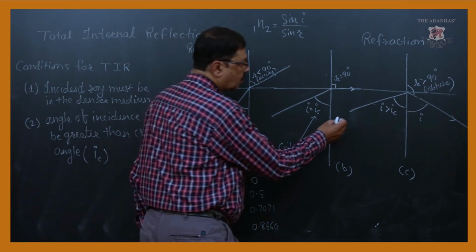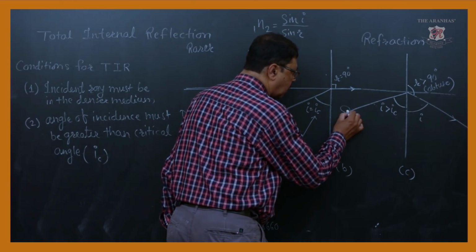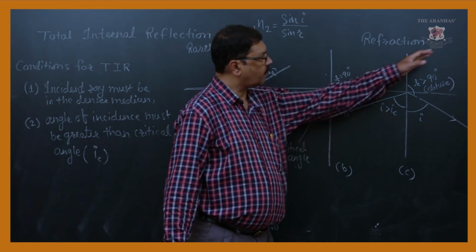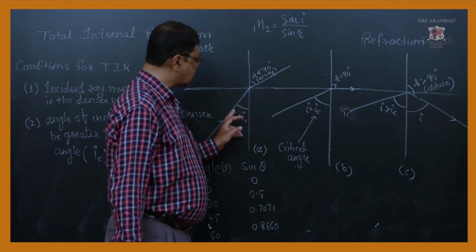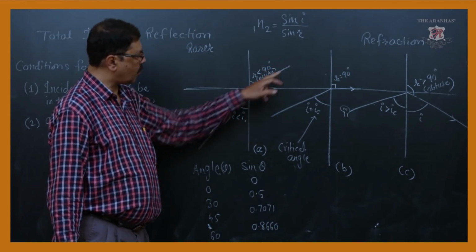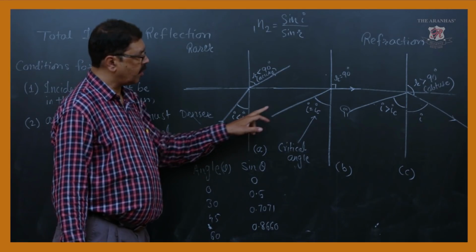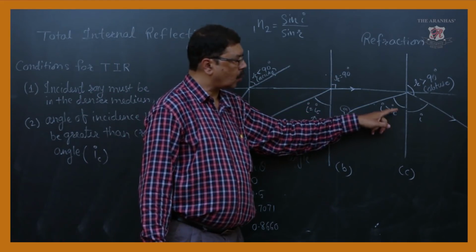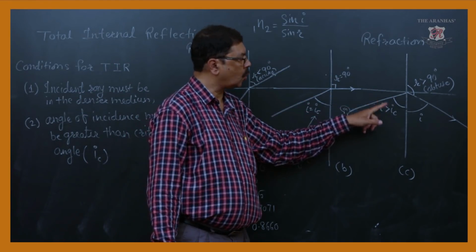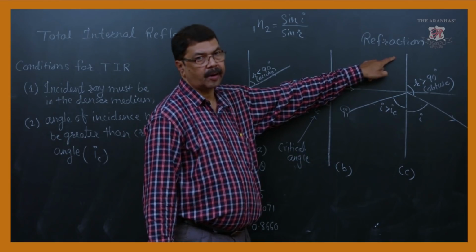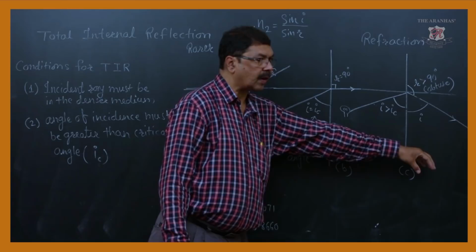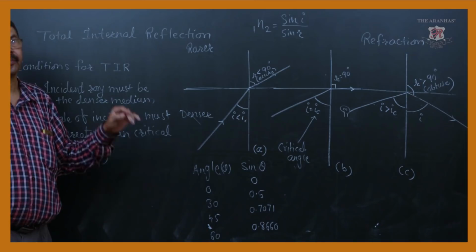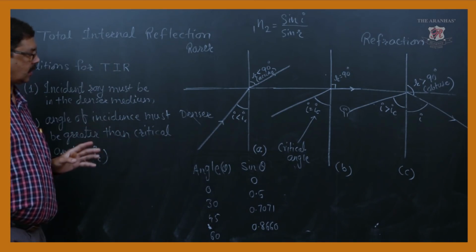If you keep a source of light here, you will not be able to see this source of light from this side. If this is the case, from here person is watching, he can see the source of light. Here also you can see a little bit of light coming out. But when total internal reflection takes place, no light enters into the rarer medium. Full intensity of light is reflected back into the same medium, therefore it is called as total internal reflection.